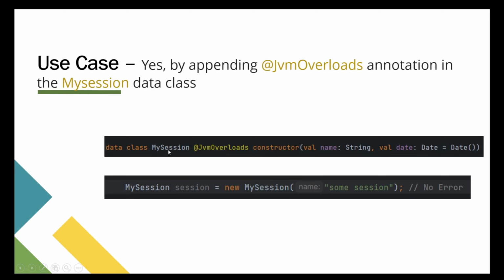If you see here now, this is the same data class, MySession, and I've just appended the keyword JvmOverloads in the constructor and I'm passing the same thing. Now in Java, if I create the same object, MySession, I just pass some value for the name variable. If you see here, I don't pass the default value of date. So there is no compilation error. That means the JvmOverloads annotation is helping us to call the Kotlin code in Java in a similar fashion to how we are doing it in Kotlin.